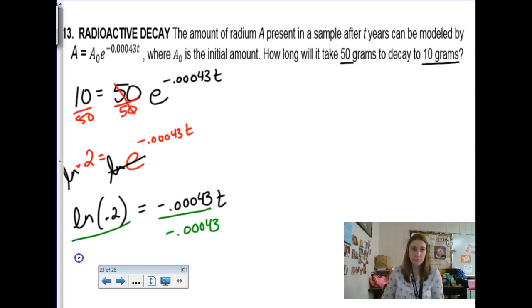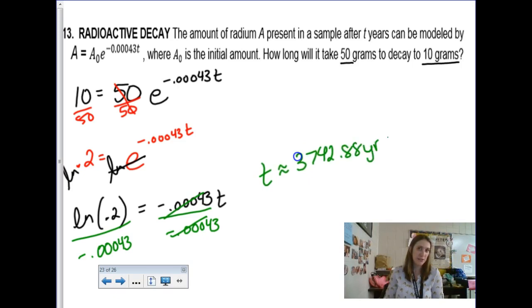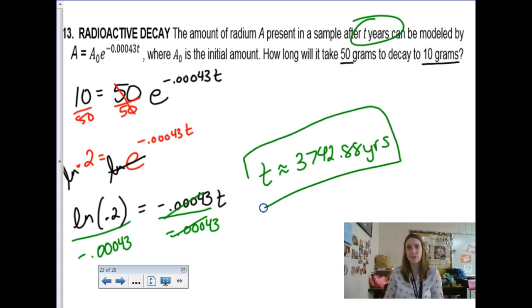So this is disgusting. Definitely not something I would expect you to know off the top of your head, but it turns out that t is approximately equal to 3742.88 years. And I know it's measured in years because it says right here t is measured in years. You do have to watch your labels. Sometimes on these questions they'll convert in the middle of the problem and you have to convert back, so just be careful about that.